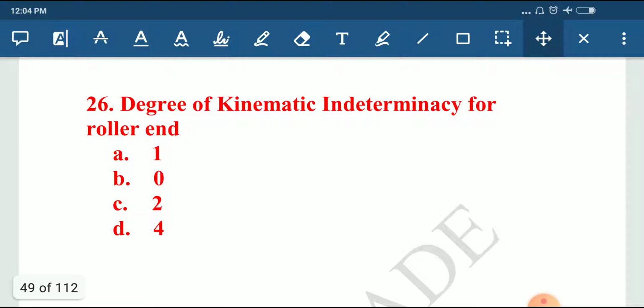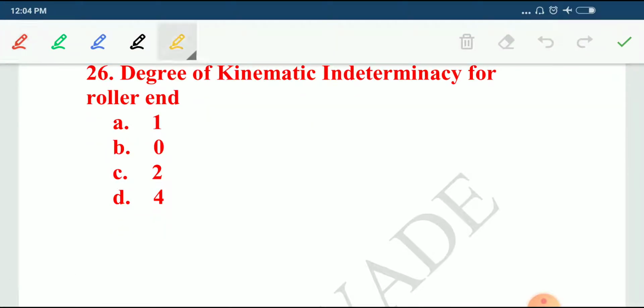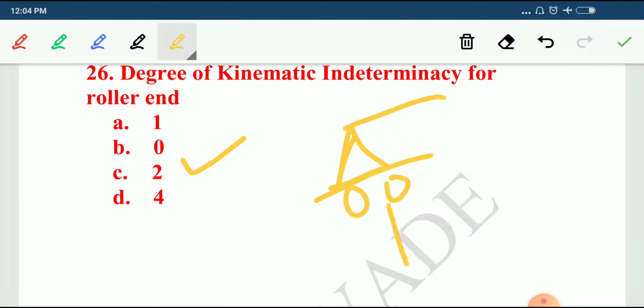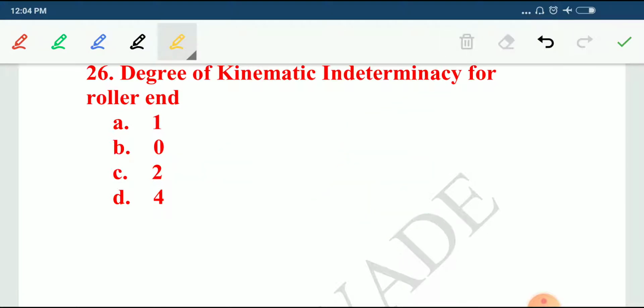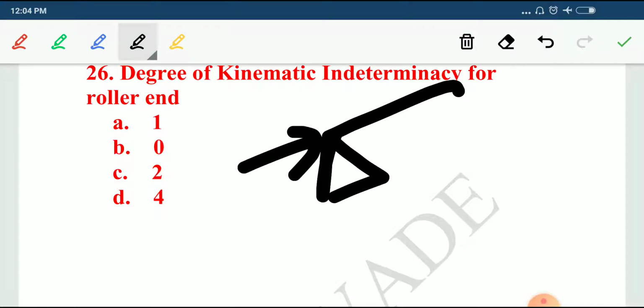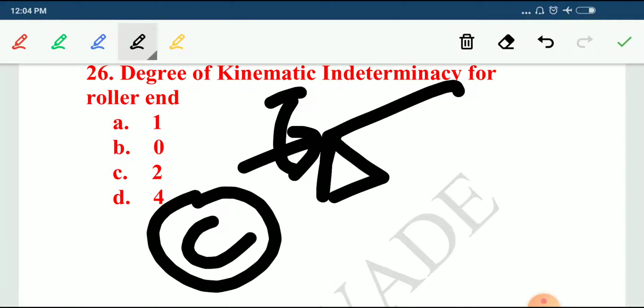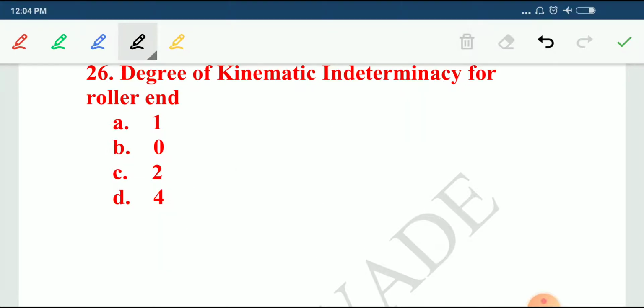Okay, next. The degree of kinematic indeterminacy for roller end. For roller end, what is the answer? C is the correct answer. So this is the roller and the vertical will be restrained. The left out parts will be one horizontal movement and one rotation. So the degree of kinematic indeterminacy, meaning non-zero joint displacement, C is the correct answer. That is equal to 2. Next.